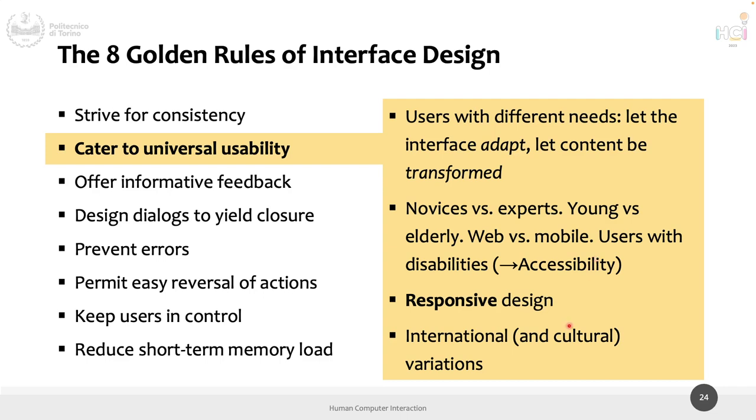And then there are international and cultural variations. What is one thing you can think of for international variation if you have, let's say, a website with mostly text? What is one thing if you want to scale internationally with this application? Translating the text, clearly. What is one thing you need to change in how the application works? Yeah.